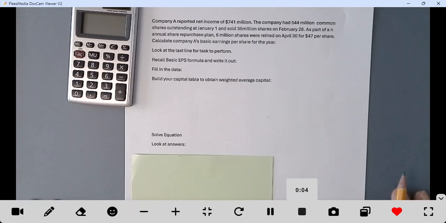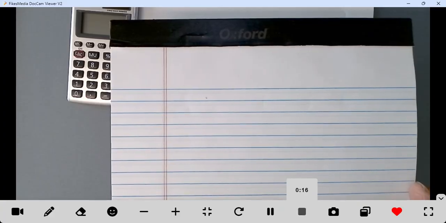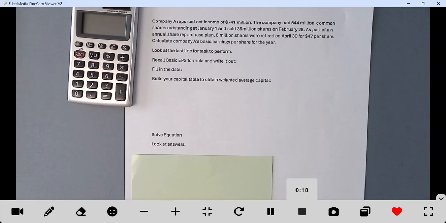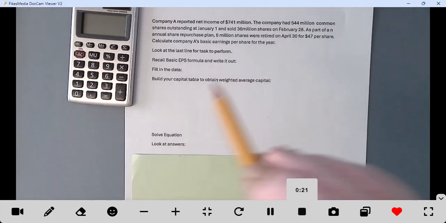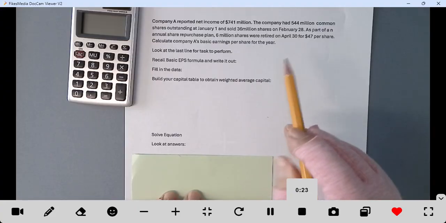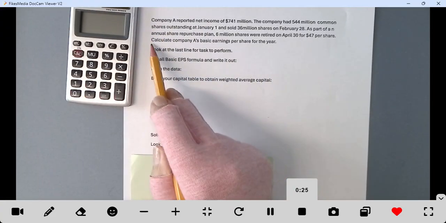Basic earnings per share. I'm going to show you a walkthrough of how the problem goes. This is not how we're going to do all of them. What I'd like you to do is take some paper next to me, and write on your paper everything that I write. All right? So this is the problem.